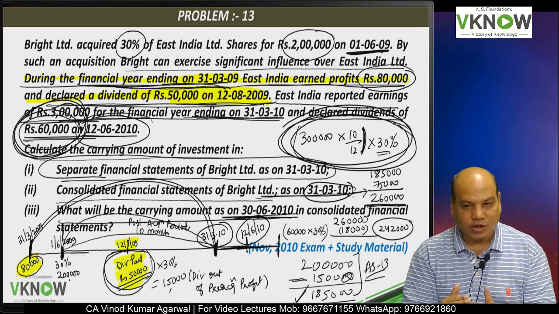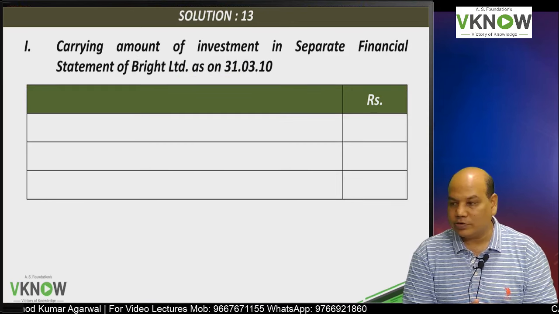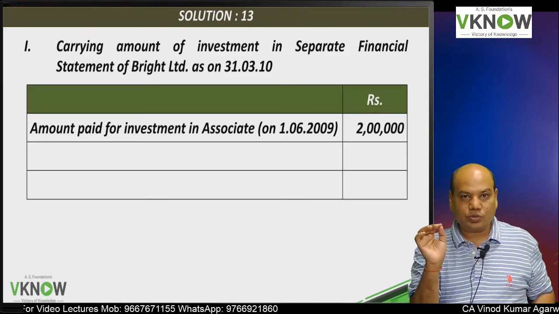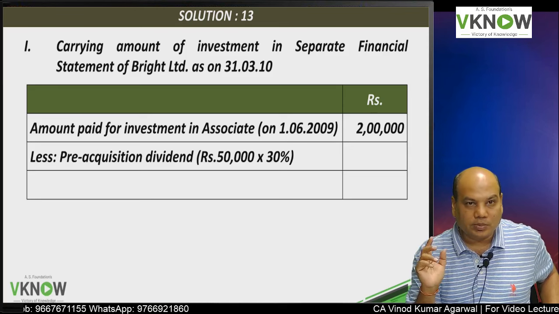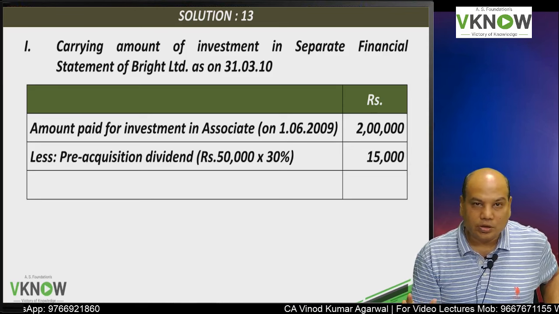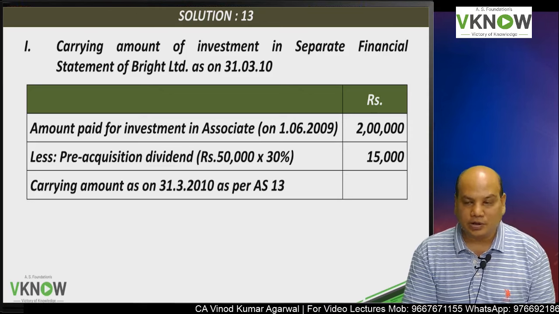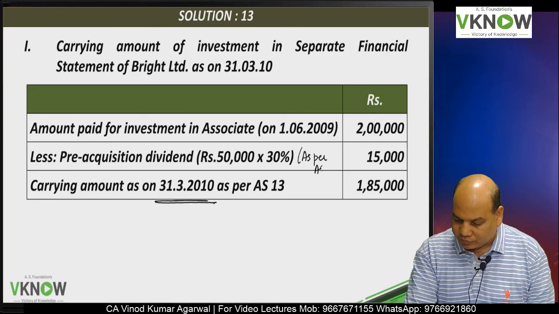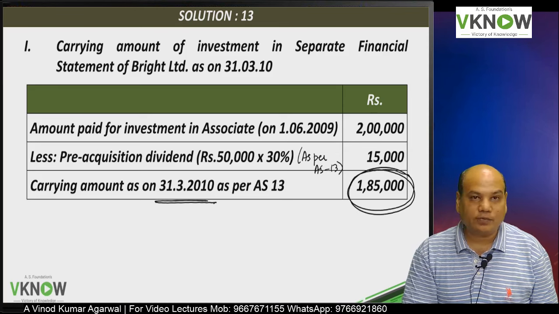So now we are going to understand properly. I have explained. This is my first time explanation. Second time when we write the answer. So step one will be finding the carrying amount of investment on 31st March 10. Dear student, first you will write cost of acquisition. Cost of acquisition was 2 lakh, less pre-acquisition dividend. You have received dividend 50,000 into 30%. It is related to year ending 31st March 9, sorry. It is related to 31st March 9. Hence, it is a pre-acquisition dividend. You must reduce it, 15,000. Therefore, carrying amount as per AS 13 on this date is 1,85,000. This adjustment is as per accounting standard 13. You can mention. Now, the next question is, so my starting number will become 185 for all further calculation.